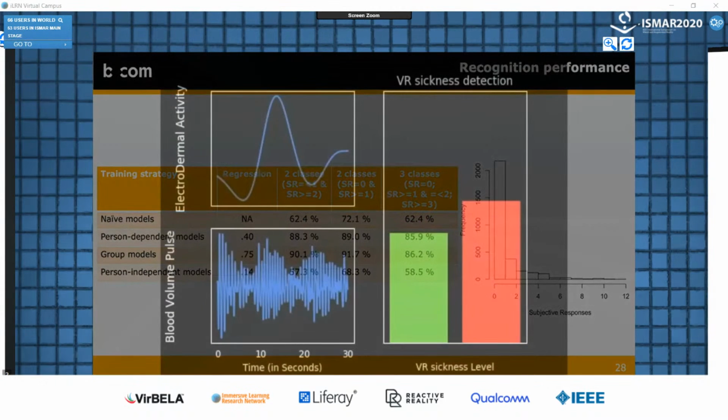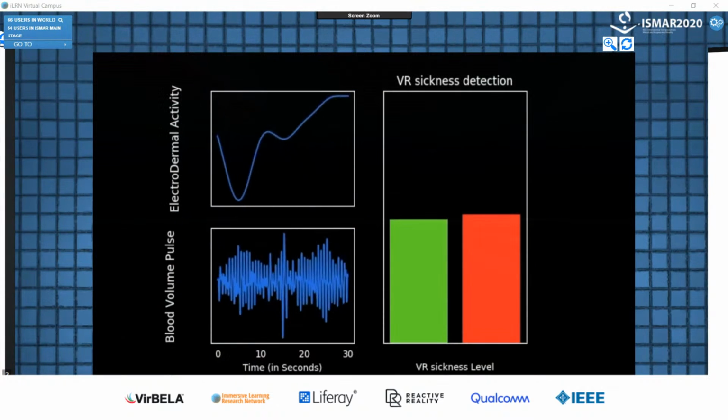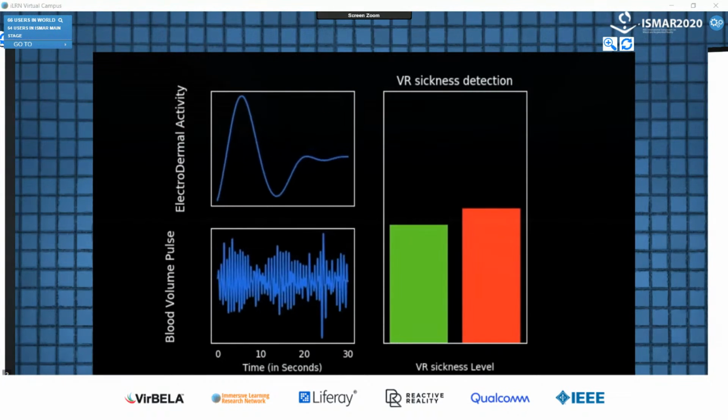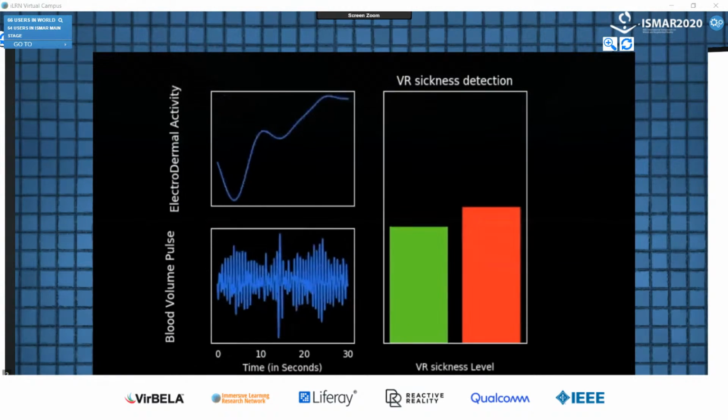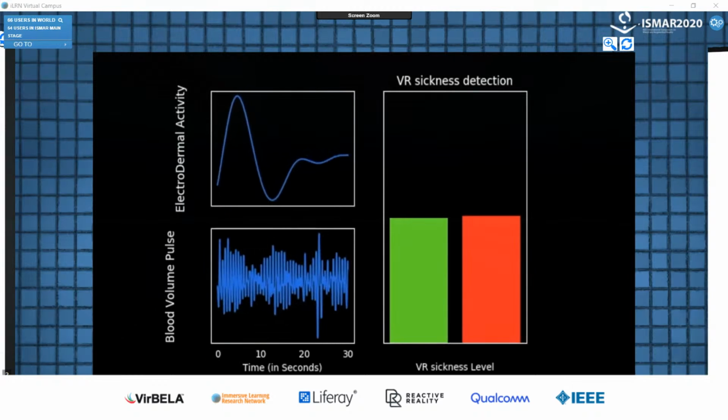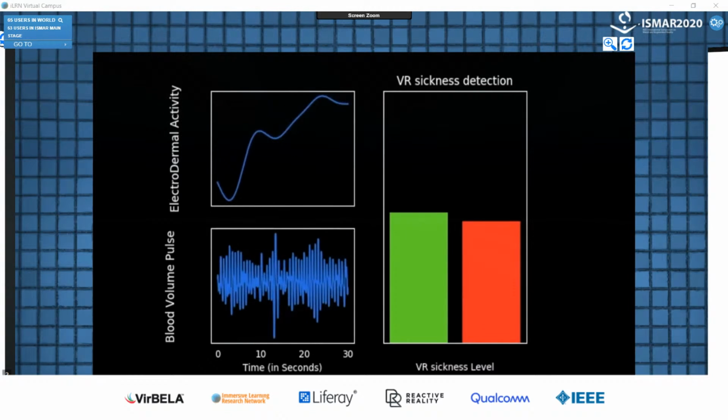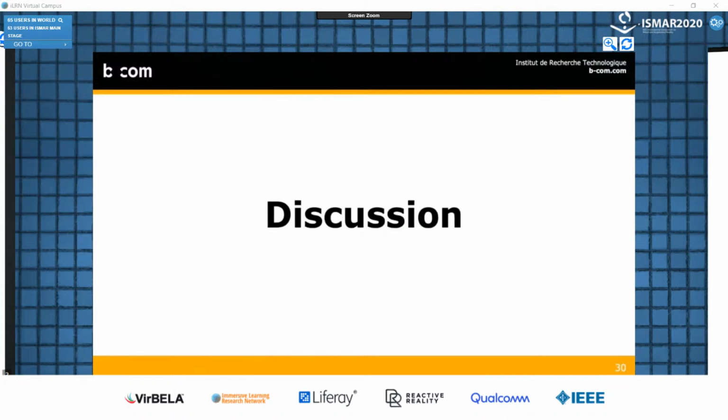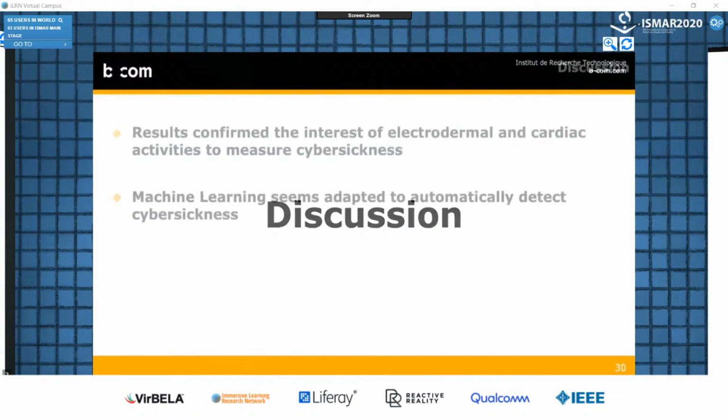Based on the trained model, we developed a real-time proof of concept of VR sickness recognition. Apart from the problem of generalization, the processing chain is suitable for real-time applications. Now, I will discuss some elements of our study.